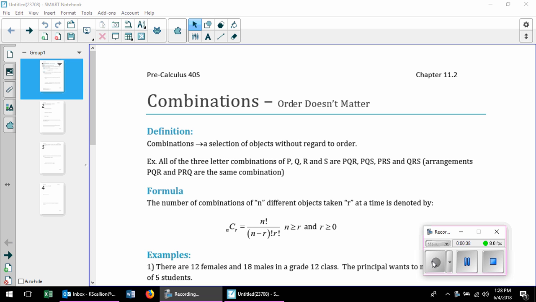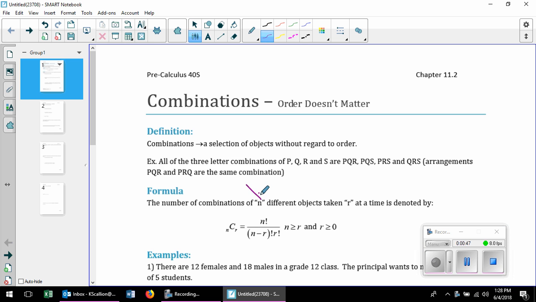All right. The number of combinations of N different objects, we were talking about that, N being the whole number, so N being your total, and R being what you choose from that total. So what do we know about our N? It has to be what in respect to R? Greater than or equal to, right? I can't have a total of three things and choose eight of them. We can't do that.